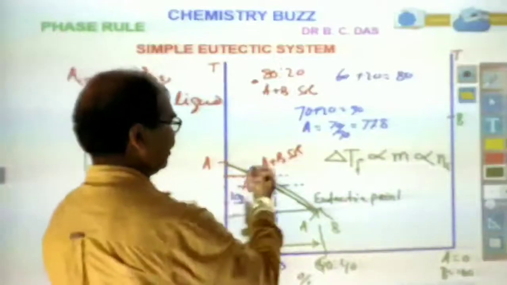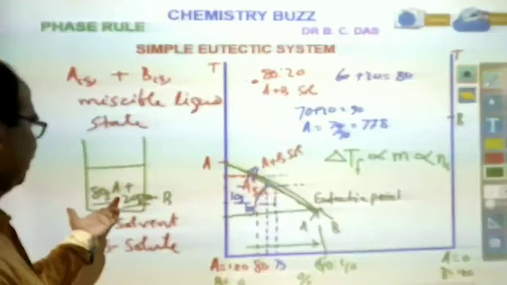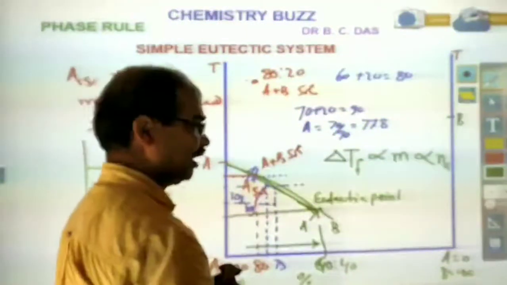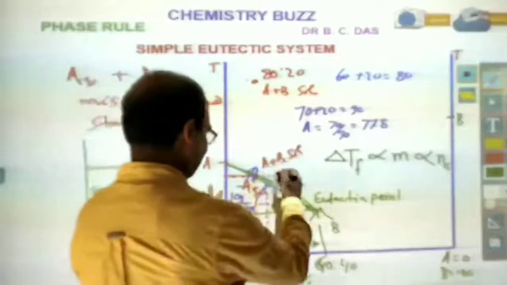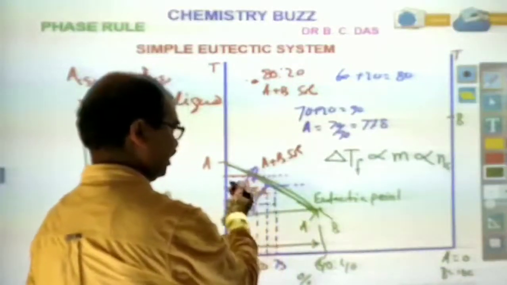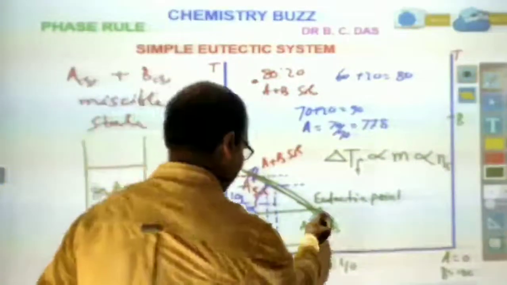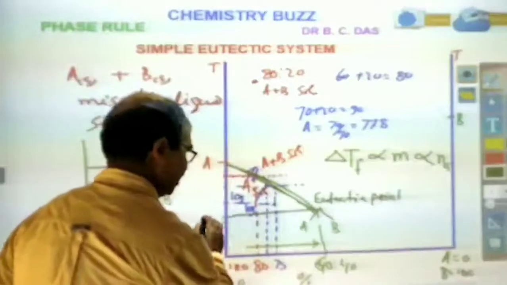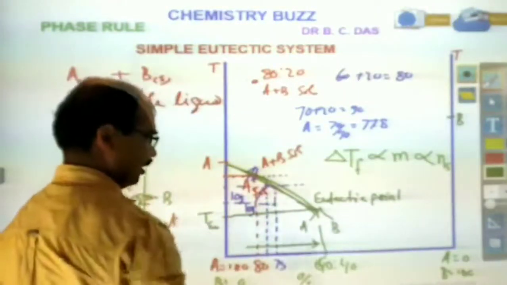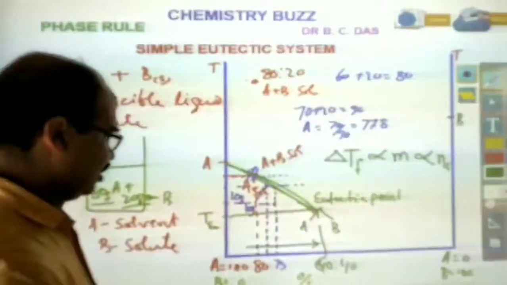Suppose A is a metal, B is a metal, and B is considered the impurity to the metal A, and we are interested in separating metal A. So in the solution there is continuous formation of solid A, and that solid A can be taken out. And this temperature is called the eutectic temperature, and this composition is called the eutectic composition.